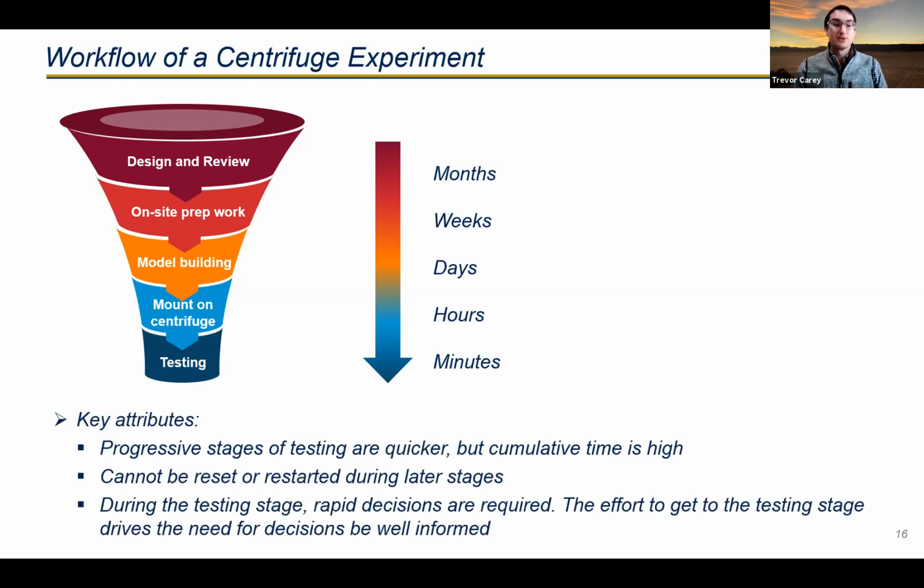So the key attributes to this are that the progressive stages of testing are quicker, but the cumulative time to get to those stages is high. And we can't reset or restart during later stages. That's because we may not have the funds to do so, or there might be other people behind us that need the equipment. And during the testing stage, rapid decisions are required for phase testing.